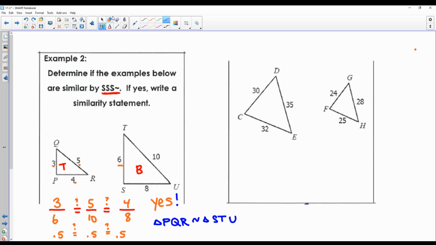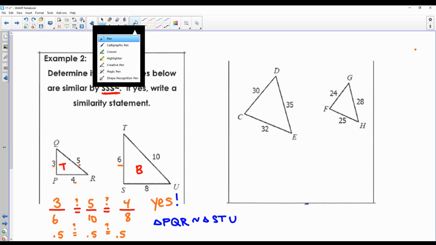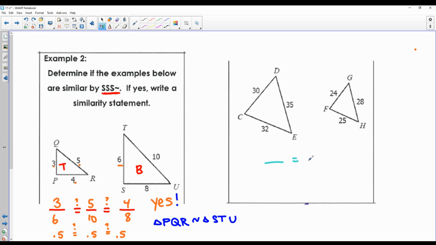Okay. All right, now let's look at this one. I'm going to try and get a fun color. Let's do that nice, pretty color. Okay. All right. So now, again, we're going to see if these are proportionate. So we're going to set up a proportion. Again, just call one the top, one the bottom. It doesn't matter which one, and throw your numbers in there. So on my top, I'm going to write a 30, a 35, and a 32.